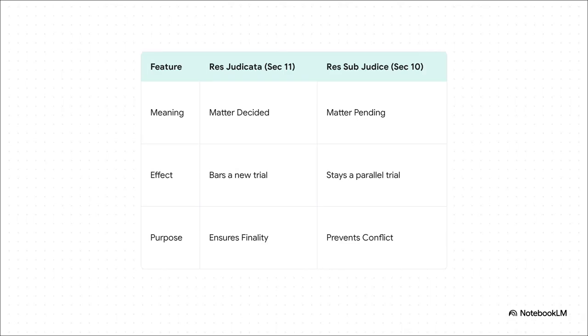Now, it's really easy to get res judicata mixed up with its close cousin, res sub judice, but they do different jobs. Think of it like this. Res judicata is a giant red stop sign. It completely bars a new trial on a decided matter. Res sub judice, on the other hand, is more like a pause button. It puts a temporary hold on a second case when a similar one is already running, just to make sure we don't get two different courts giving two different answers to the same question.